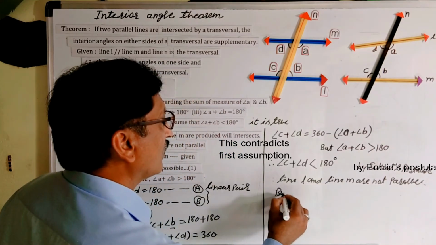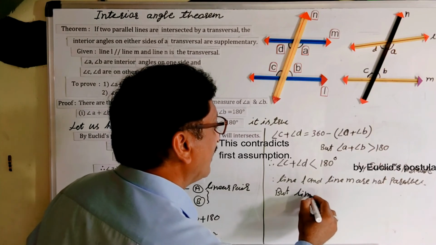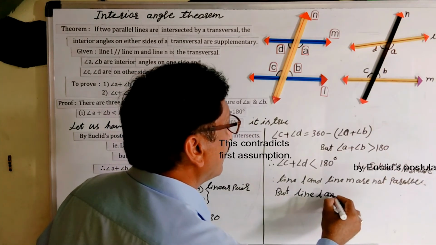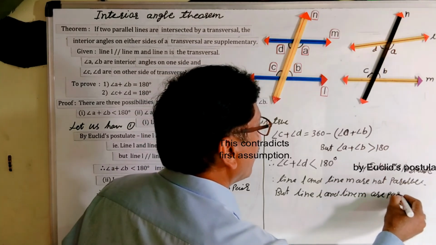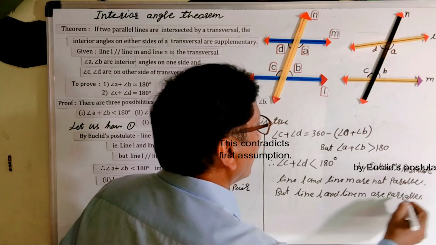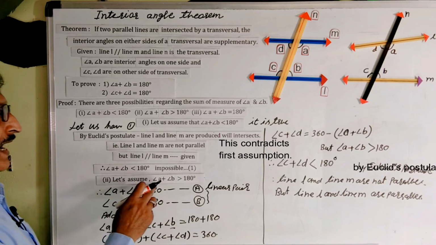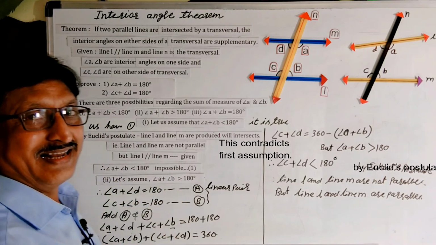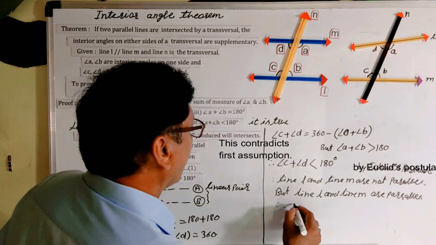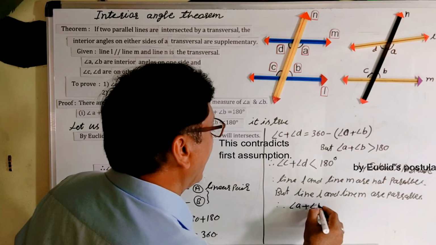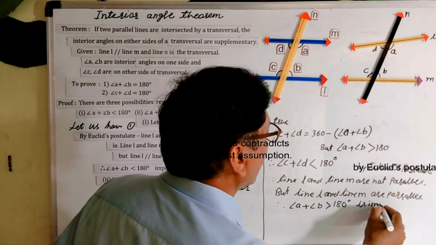But it is given in your statement that these two lines are parallel. Again write here line L and line M are parallel, and therefore again our conclusion is that whatever you have assumed here, that angle A plus B is greater than 180 degrees, also fails. Therefore angle A plus angle B greater than 180 degrees is impossible.